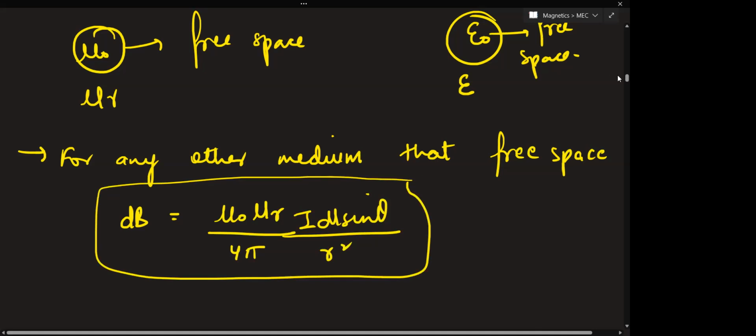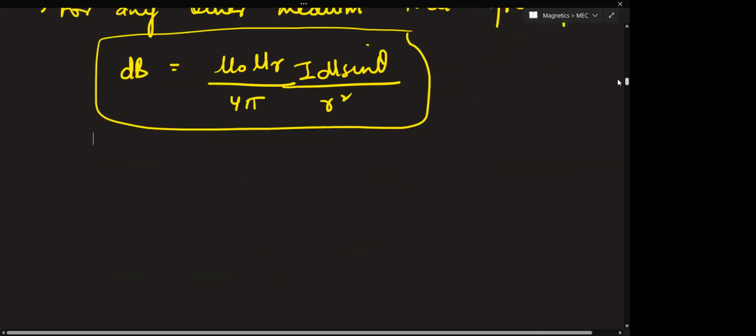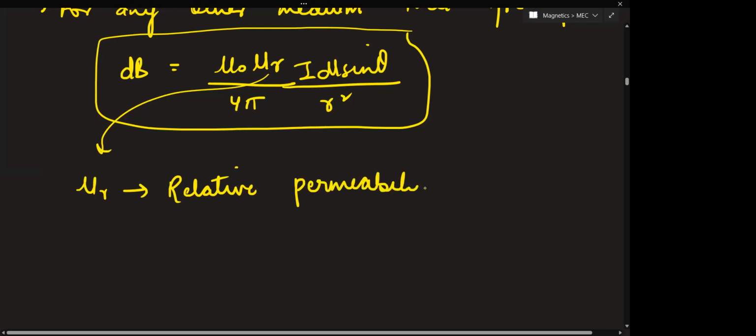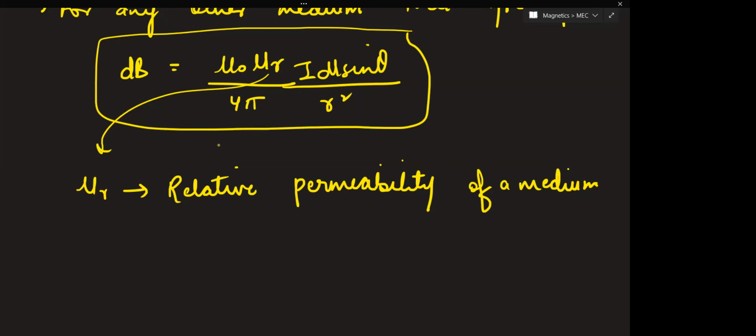Now let me define mu r as well. This mu r is the relative permeability of a medium. You have this in your syllabus, in chapter number 5, where you will learn different types of substances: ferromagnetic substances, diamagnetic substances, different materials. So you will be seeing the comparison of all of it.